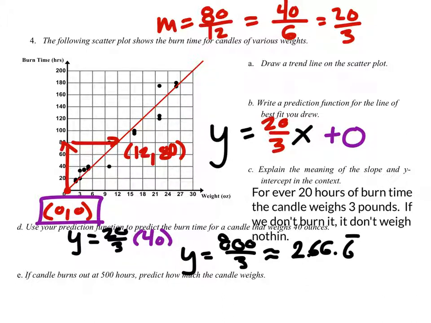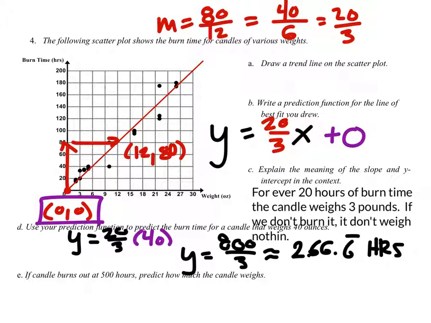66.6 repeating in hours. Yeah, that seems right. 2 with a remainder of 2. Yep, that's good. Well, if the candle burns out at 500 hours, predict how much the candle weighs.